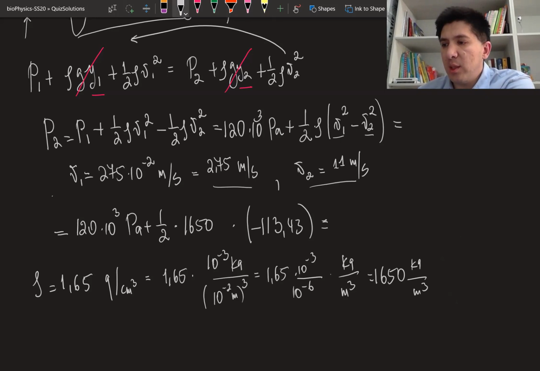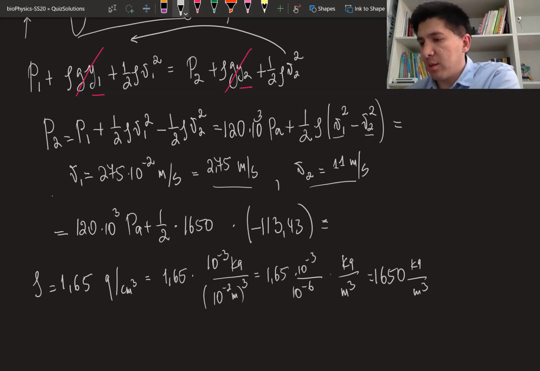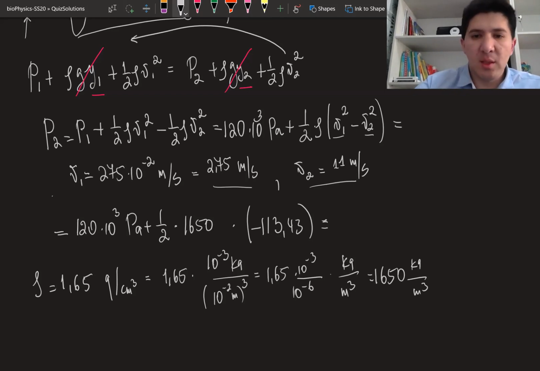So minus 113 times 1,650 over 2. So it's going to be plus 120,000. I think we are doing something wrong. So let me just use a calculator. 113 times 1,650. It's going to be 93,000, minus 93,000.